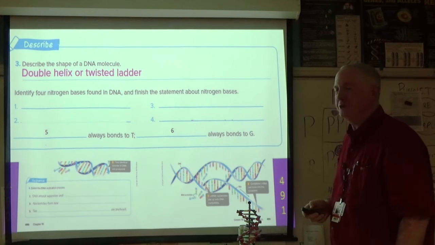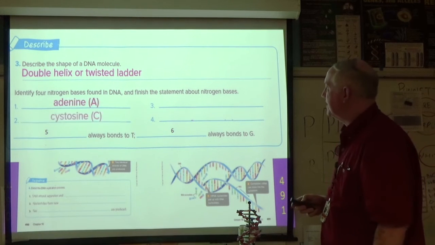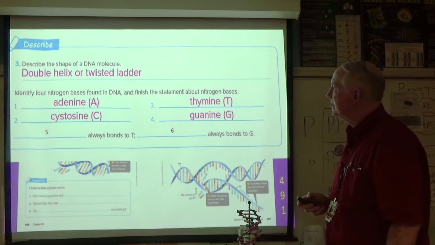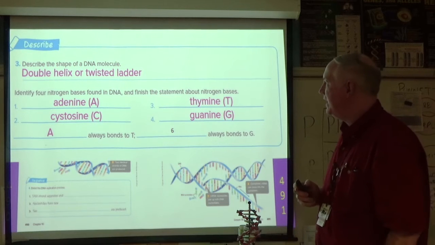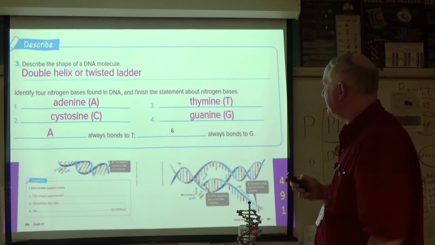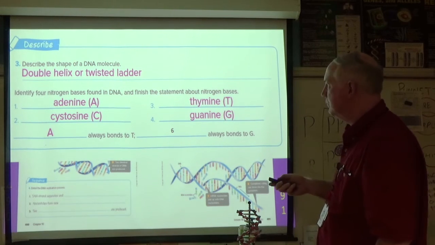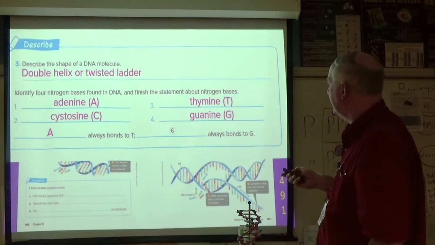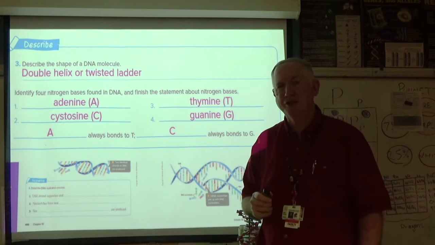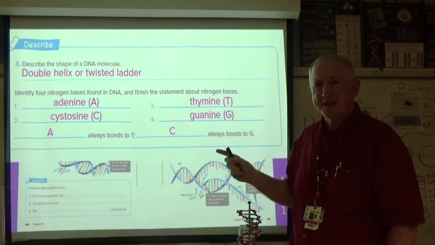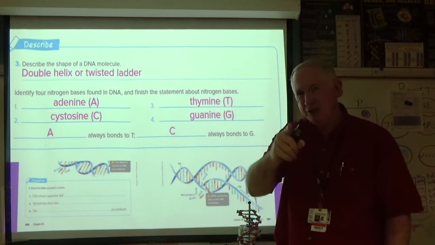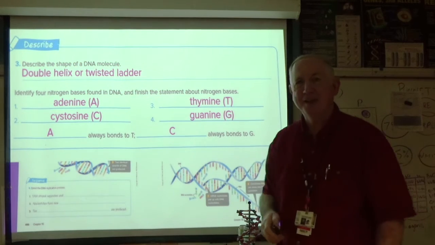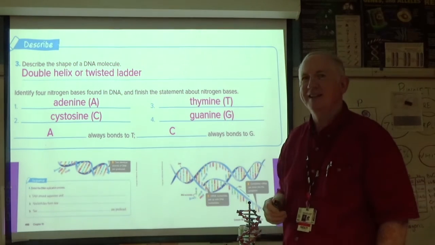Identify the 4 nitrogen bases. They're A, T, C, and G. Adenine, thymine, cytosine, and guanine. And A always bonds to T. And C always bonds to G. There's a little quiz I put on Google Classroom that uses that fact to see if you can read DNA. I hope you find it kind of fun and easy.